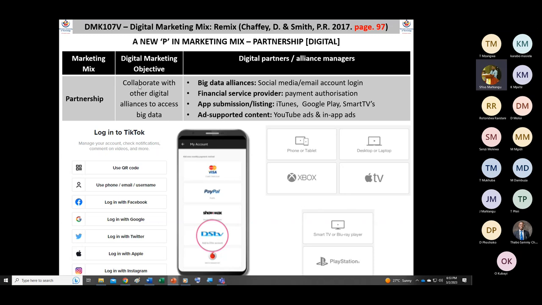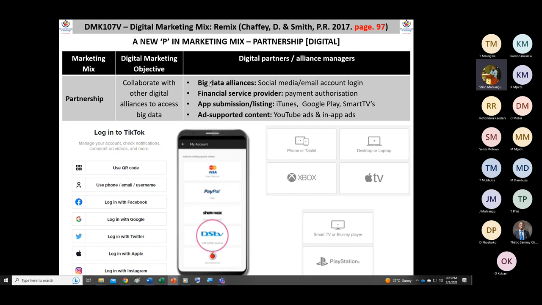The goal is to collaborate with other digital alliances to access big data. So we must have an alliance, or we must actually have a relationship with other online companies in order for us to share the data and access big data there.